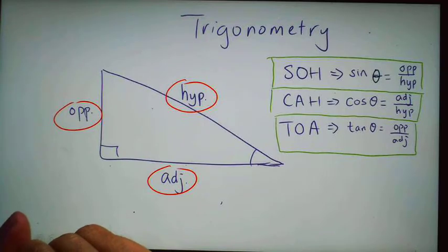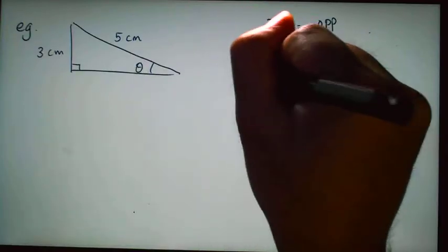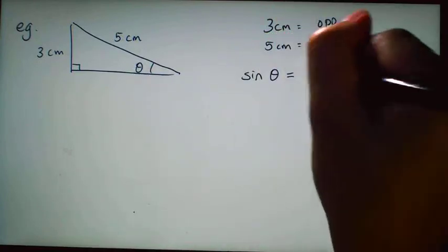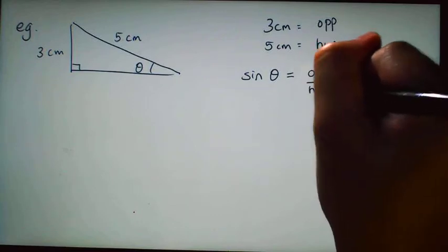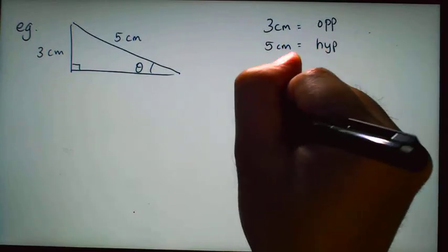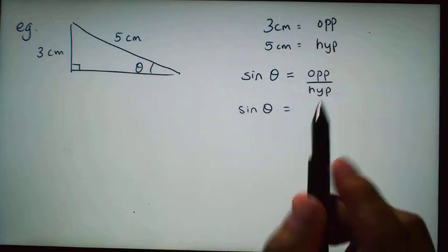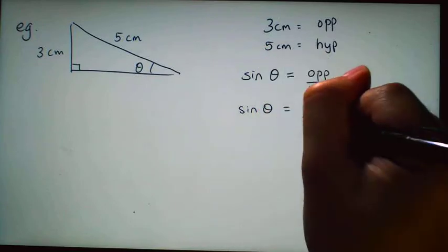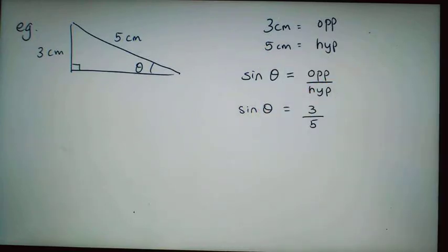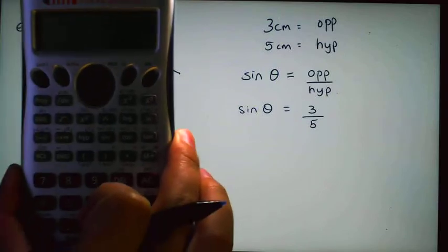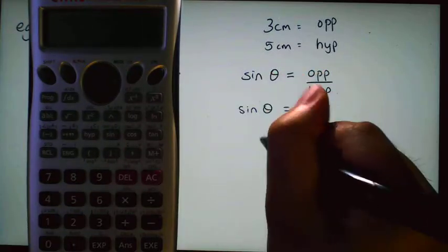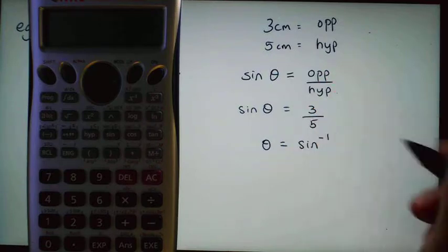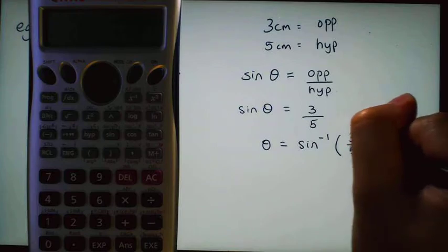So go back to the question, we use sine. Sine of theta equals opposite over hypotenuse. Applying the formula, sine theta equals opposite, which is 3 cm, divided by hypotenuse, 5 cm. Again, we're just doing some algebra. So theta equals sine inverse of 3 over 5.